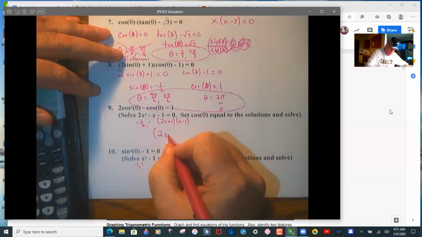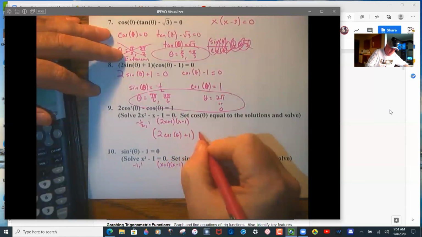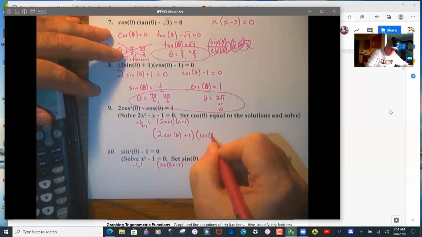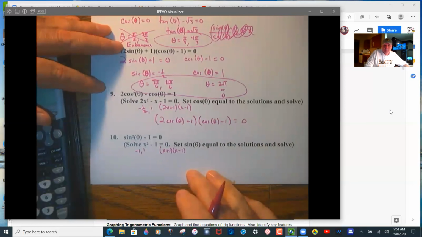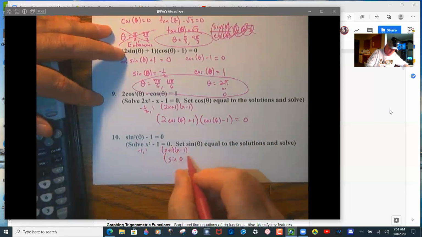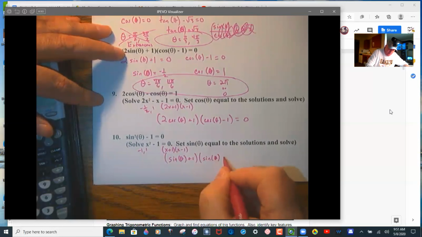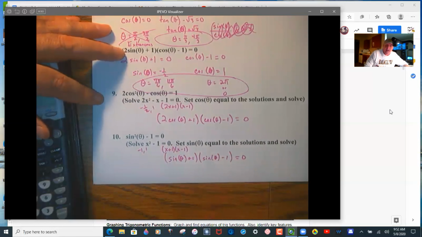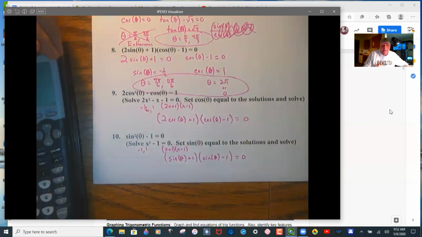So this is 2 cosine. Some of these are quadratic in how you deal with them. So there's that one, and then this one is sine of theta plus 1 times. So you're now going to take each factor equal to 0, like we did here, and look up on the table where that's true.